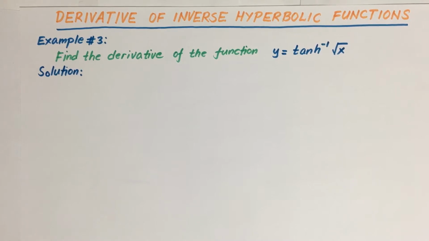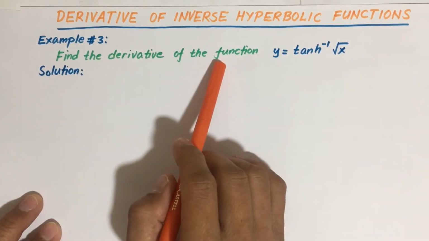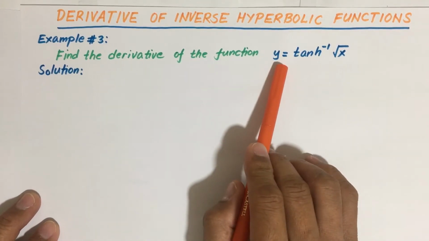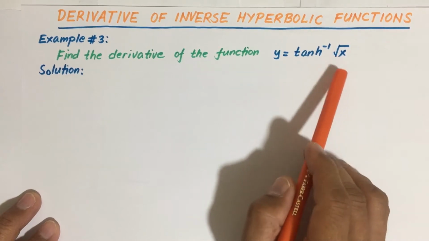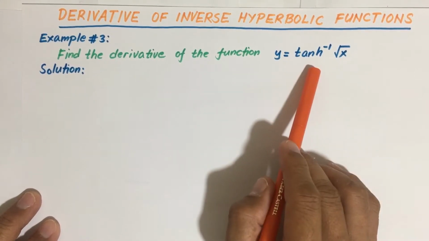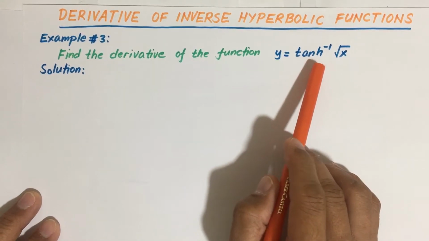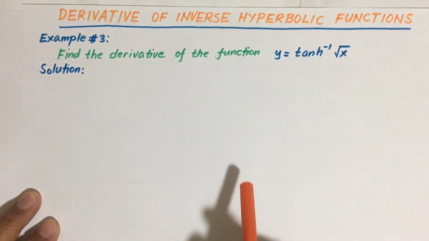I will continue our discussion on the derivative of inverse hyperbolic functions. So this time we are going to solve example number 3. The given is: find the derivative of the function y equal to inverse hyperbolic tangent of the square root of x, or we can read this as y equal to the arc hyperbolic tangent of square root of x.